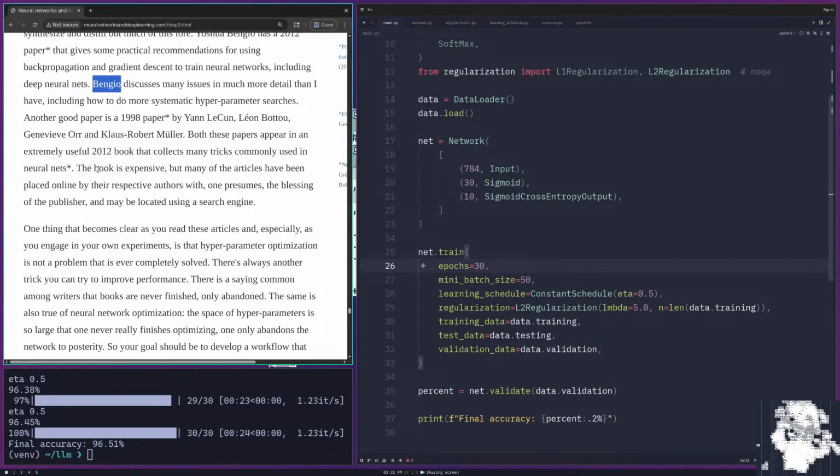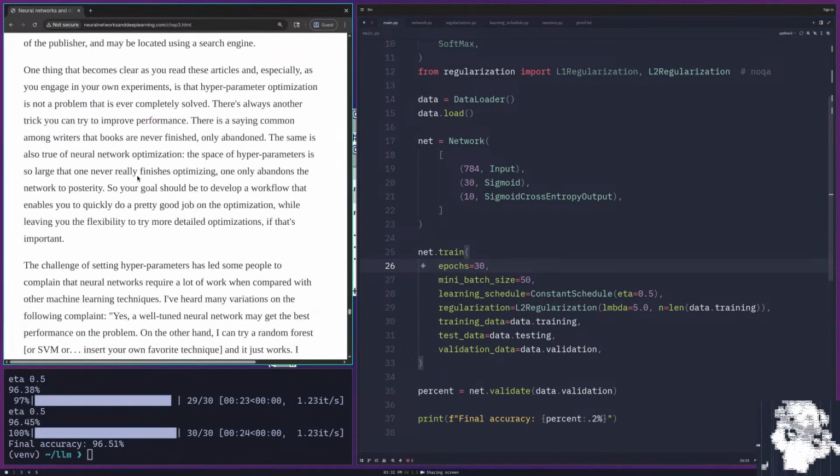The book is expensive, but many of the articles have been placed online by their respective authors with, one presumes, the blessing of the publisher, and may be located using a search engine. One thing that becomes clear as you read through these articles, and especially as you engage in your own experiments, is that hyperparameter optimization is not a problem that is ever completely solved. There's always another trick you can try to improve performance. There is a saying common among writers that books are never finished, only abandoned. The same is also true of neural network optimization. The space of hyperparameters is so large that one never really finishes optimizing. One only abandons the network to posterity.